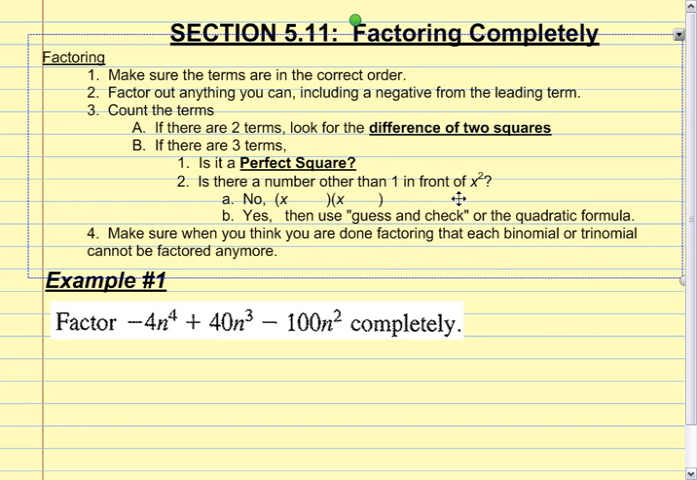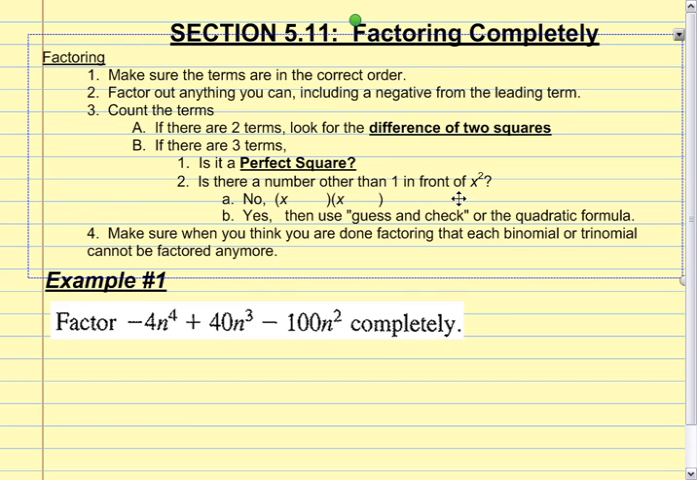We've been doing this. If there are three terms, the first thing you should ask yourself is, is it a perfect square? If it's not a perfect square, is there a number other than 1 in front of x squared? If there's not, then we know it's going to be x plus or minus something times x plus or minus something. We factor the constant term at the back, and we see which pair of factors add up to equal the middle term's coefficient. If there is something in front of the x squared, then use the guess and check method or the quadratic formula.